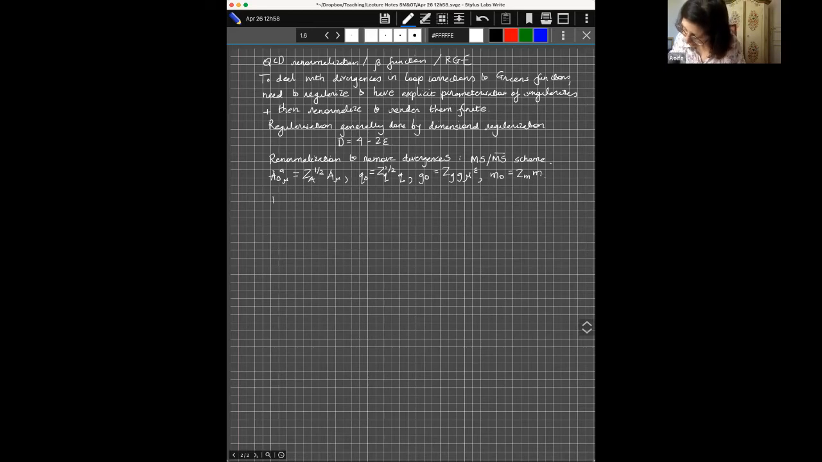So the scale, why does anyone know why this scale mu is introduced here? To make the G dimensionless. Yeah.